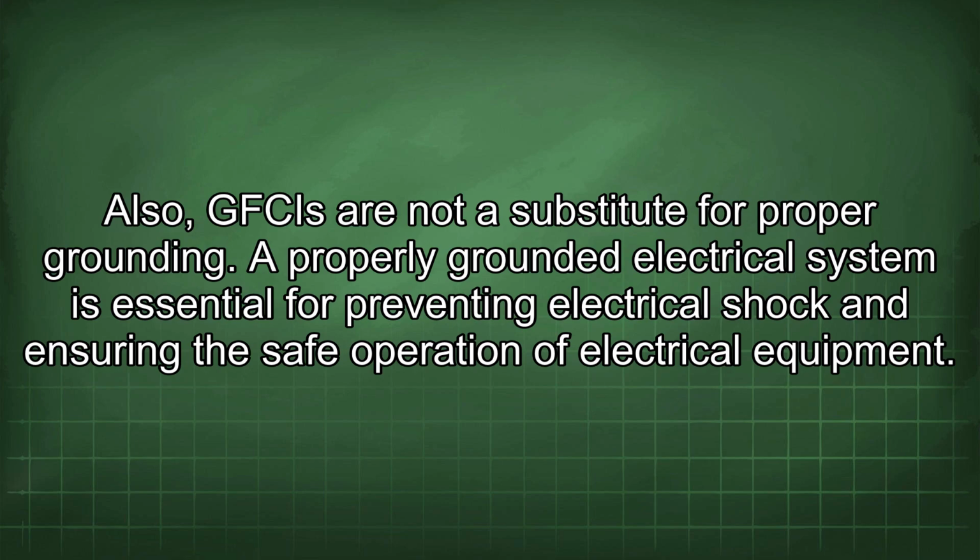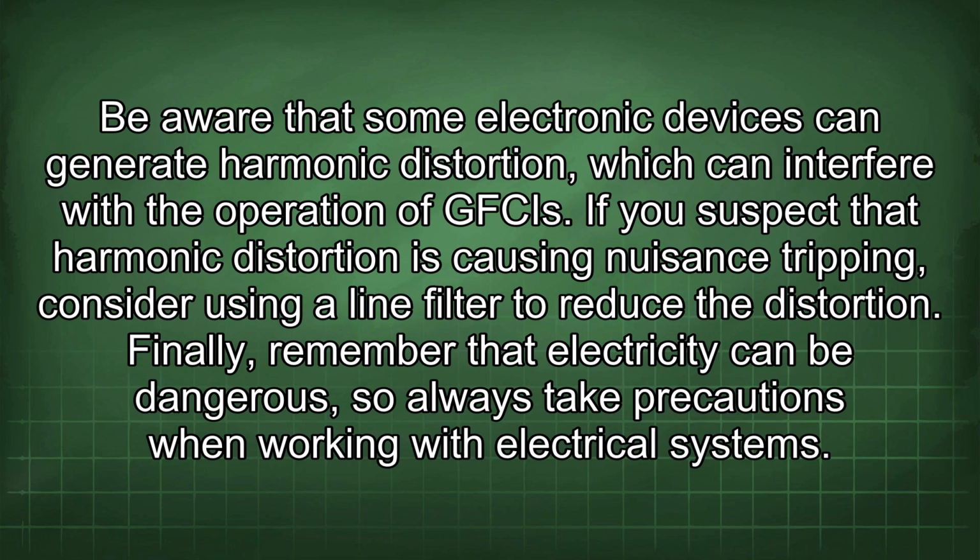A properly grounded electrical system is essential for preventing electrical shock and ensuring the safe operation of electrical equipment. Be aware that some electronic devices can generate harmonic distortion, which can interfere with the operation of GFCIs. If you suspect that harmonic distortion is causing nuisance tripping, consider using a line filter to reduce the distortion.